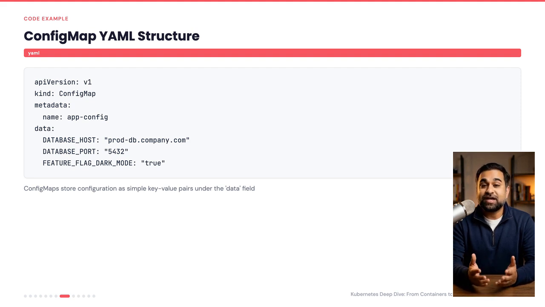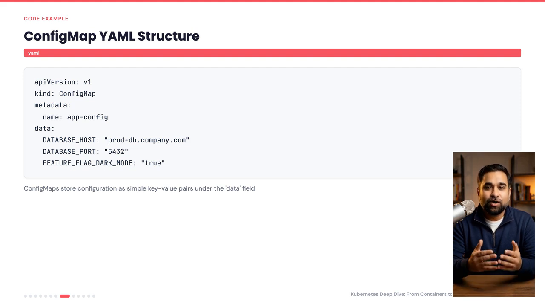Mounting configuration as files. Sometimes environment variables aren't enough. Maybe your application reads from a configuration file. Let's see how to mount config maps as files. I'll create a new config map that contains an entire configuration file. The YAML on screen shows a config map named app-config with a key called config.json. The value is a complete JSON configuration object with server settings and feature flags.